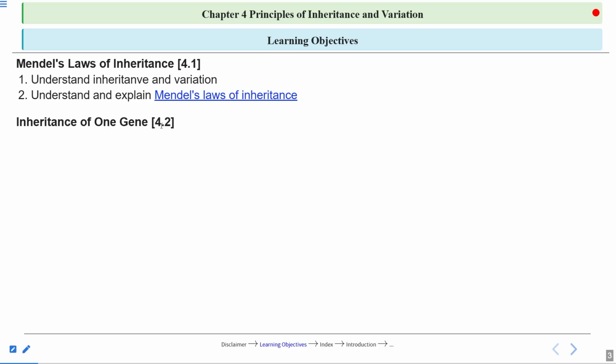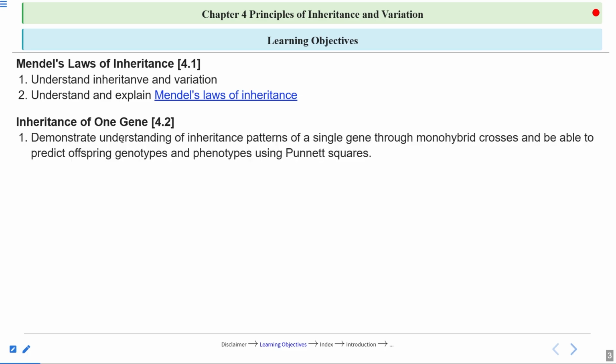We'll talk about the inheritance of one gene, and within this, the monohybrid cross. We will understand the inheritance patterns of a single gene. Crosses which involve only a single gene or single trait are known as monohybrid crosses. In a monohybrid cross, we study the inheritance of one gene. We will predict the genotypes and the phenotypes of the offspring using the Punnett square.